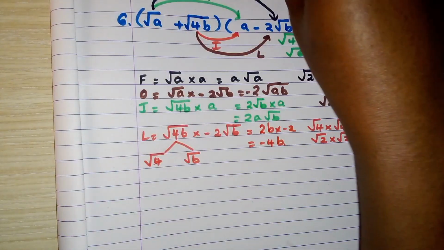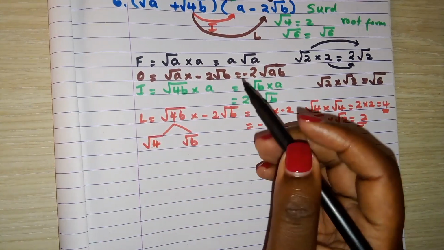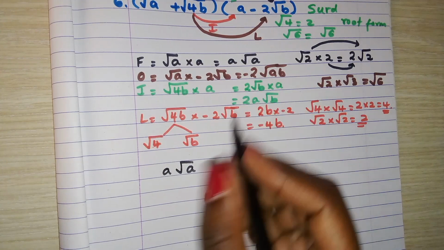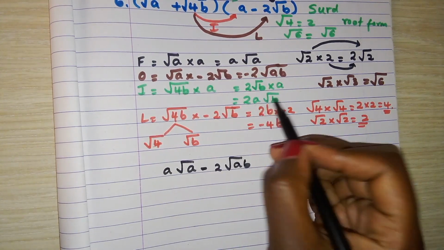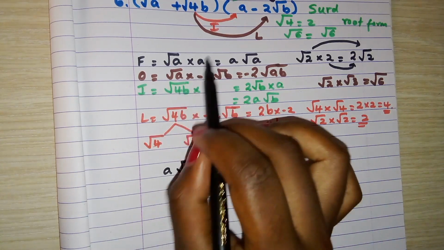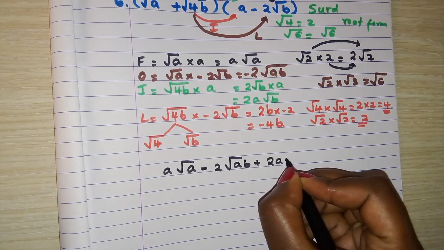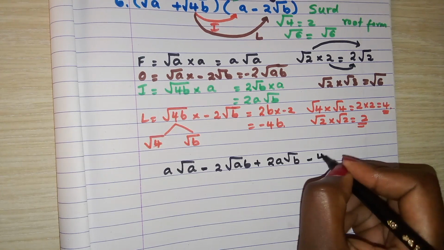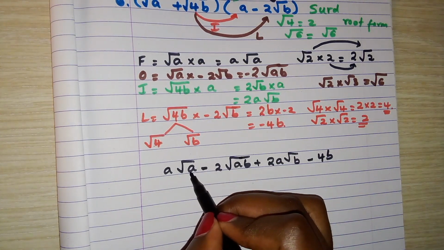Now it's time to put all the terms together. So we have root a, and then negative 2 root ab. Then here we've got positive 4b, and a is positive 2a root b. And then we have negative 4b. And that will be the answer because there are no like terms.